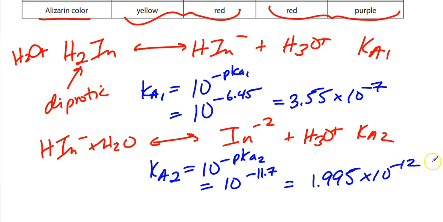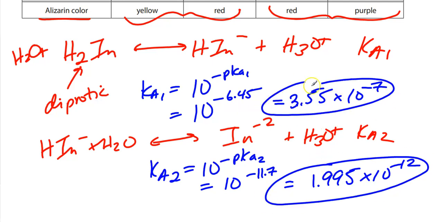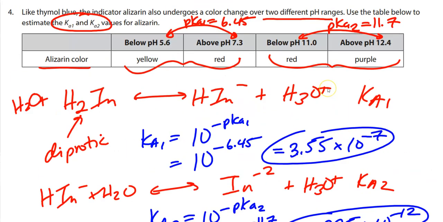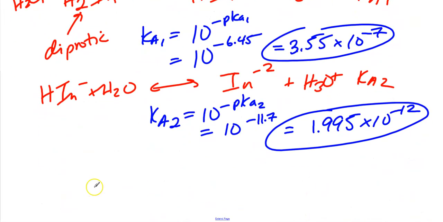Times 10 to the negative 12. Yeah, I wouldn't worry about sig figs here. Okay, so those are our 2 values. All right, so if it's something that had 3 transitions, that means they would have had 3 hydrogens, like 3 different hydrogen equilibria. This is like when we do carbonic acid, right? It can become HCO3 and then CO3. Same idea.